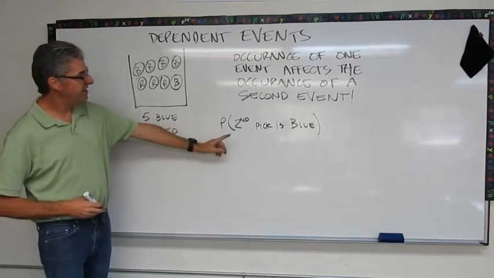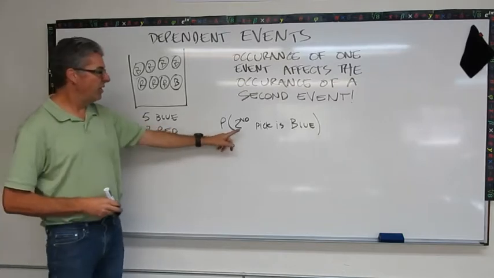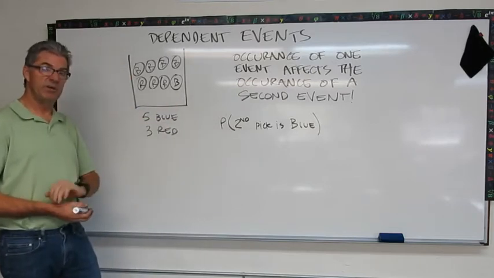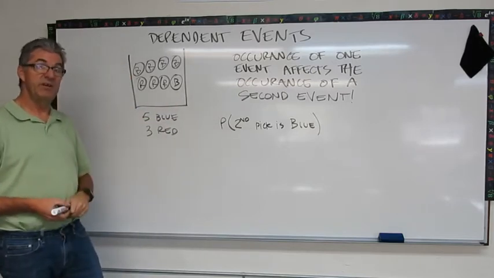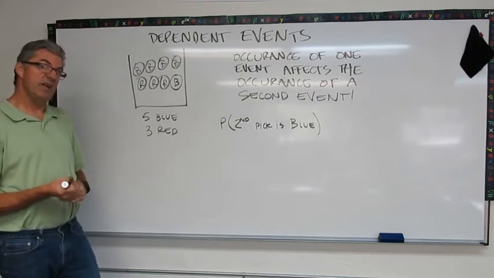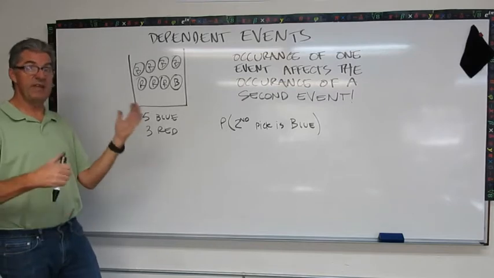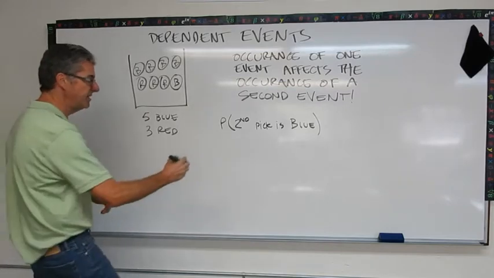So let's say, in this case, we're interested in what is the probability that the second pick from the bag of marbles is blue. Not the first pick, but the second pick. So there's 2 routes. We could get blue first and blue second, or we could get not blue first and then blue second. Let's calculate those 2 probabilities.